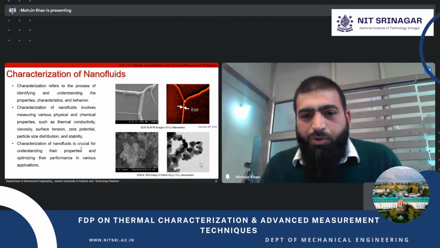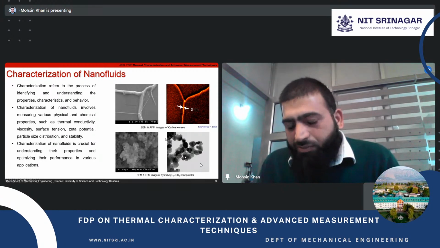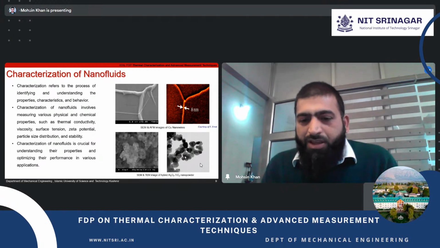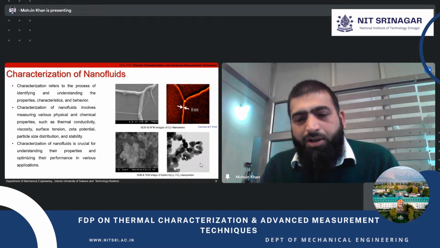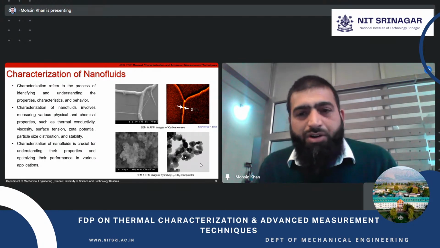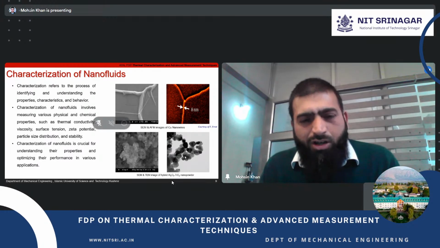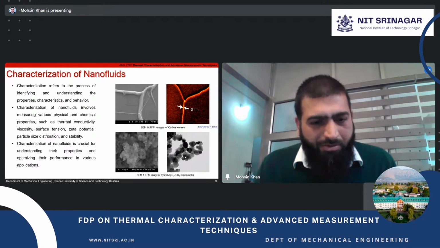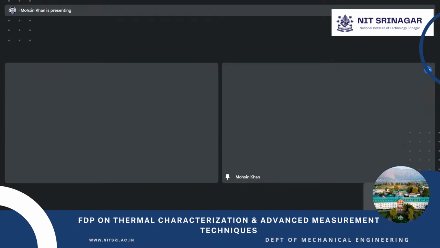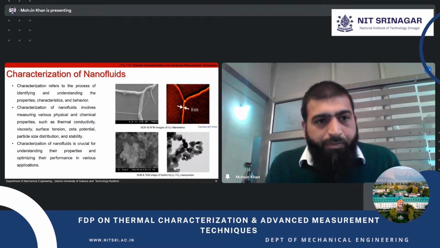See, these are the two images. One is a STEM image, another is a TEM image. We have used these in our study where we employed a hybrid Al2O3 and TiO2 nanoparticle. So characterization plays a very important role in deciding the concentration, the shape, and all the factors which affect the performance of a nanofluid. Essentially, characterization plays a very vital role.